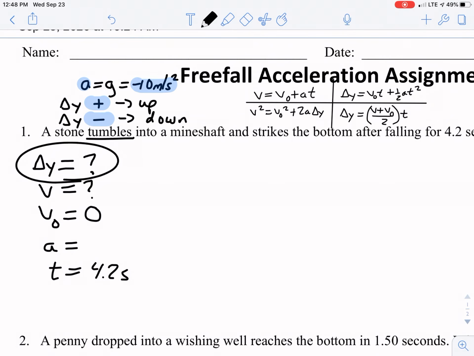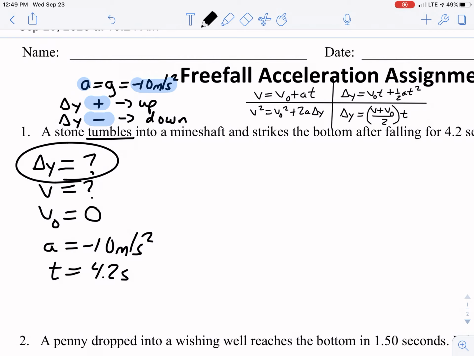Now, since the stone is tumbling downward, we need to make sure that our answer ends up being negative, and you'll see what I mean when we're all said and done. A negative answer means we went below where we started. A positive answer means we went above where we started. And the acceleration, we're going to plug in negative 10 meters per second squared, because that's our value for acceleration for all free fall acceleration problems.